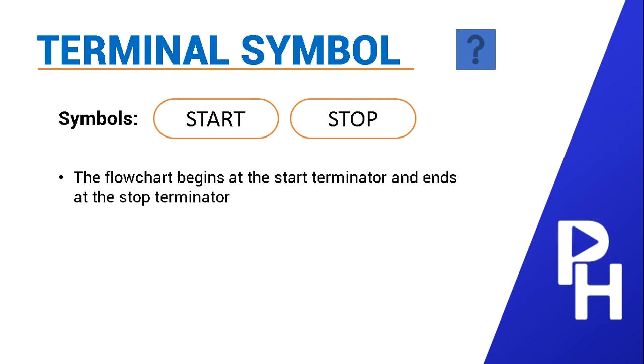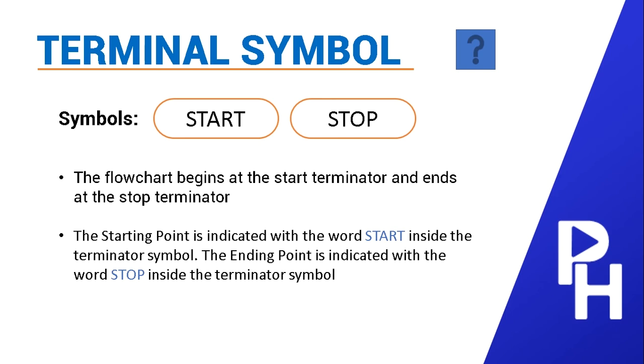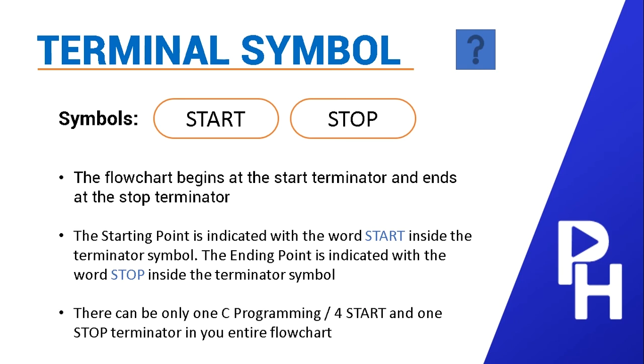The flowchart begins at the start terminator and ends at the stop terminator. The starting point is indicated with the word start inside the terminator symbol, and the ending point is indicated with the word stop inside the terminator symbol. There can only be one start and one stop terminator in your entire flowchart.